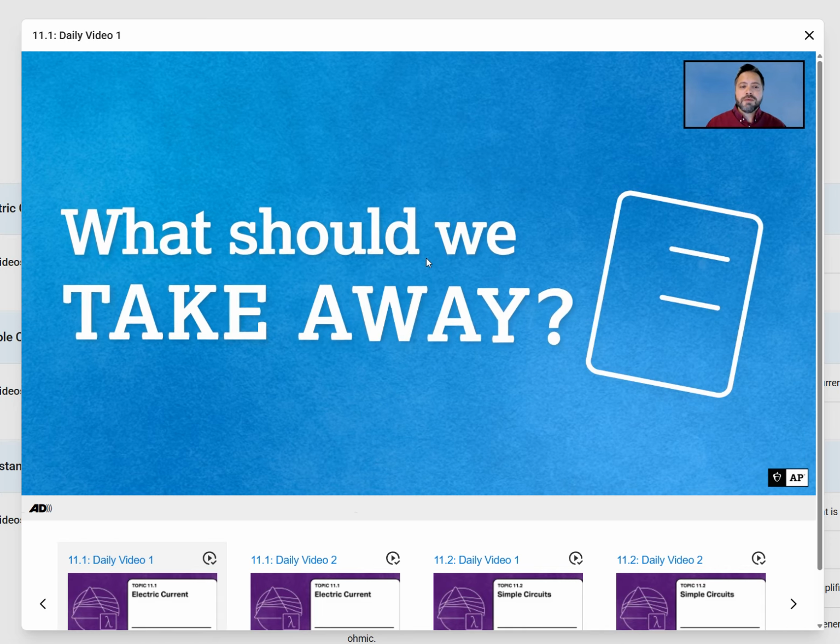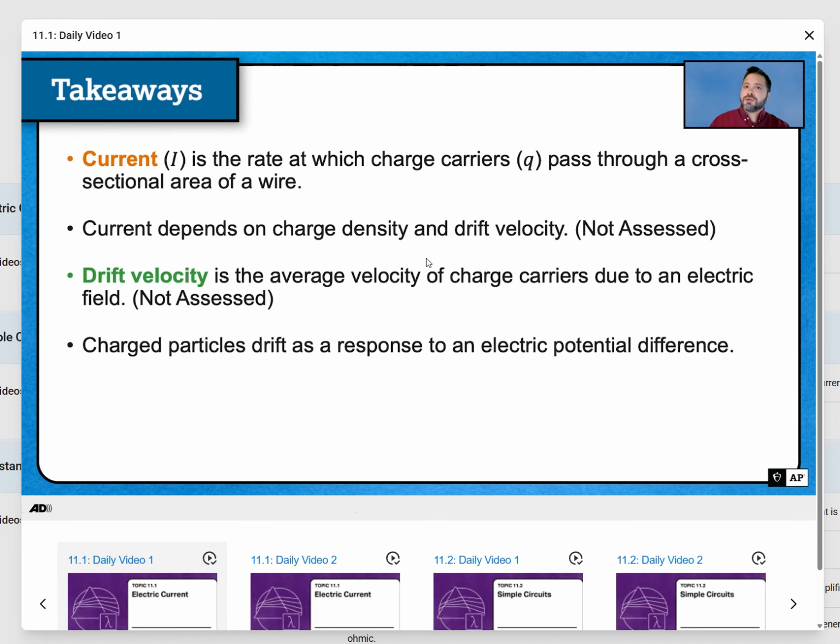So what do you take away? Remember, current's the rate at which the charge carriers pass through a cross-sectional area of the wire, and that's going to depend on how fast they're moving and how many charges there are. You're not going to be tested on drift velocity, and the charged particles only drift as a response to an electric potential difference. If you remember it's the amount of charge per unit of time through that cross-section, I think you'll be okay.